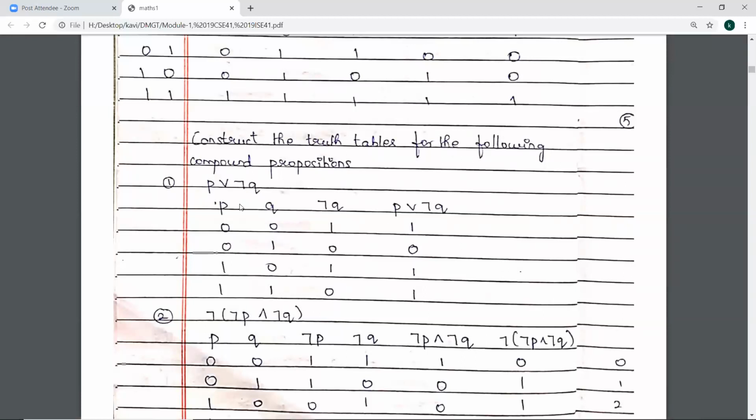So I need to consider the P column and negation Q. The rule for disjunction is that it is false when both are false. So in this column and this column, this and this both are false. So this corresponding place is false. All the other places are true. So this is the truth table for the given compound proposition, P or negation Q.